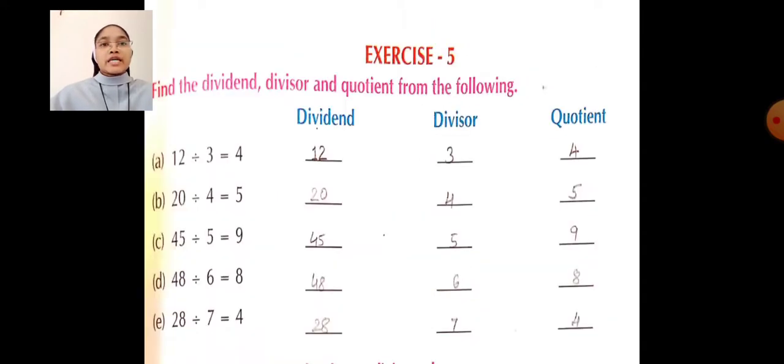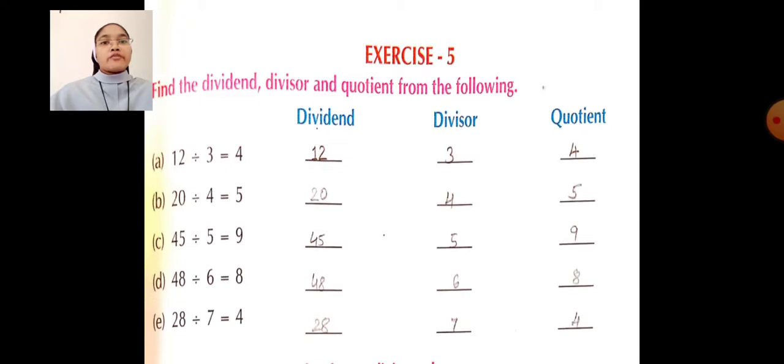Let's see exercise number 5. Find the dividend, divisor and quotient from the following. Here we have to find dividend, divisor and quotient. 12 divided by 3 equal to 4. Here 12 is the dividend, 3 is the divisor, 4 is the quotient.